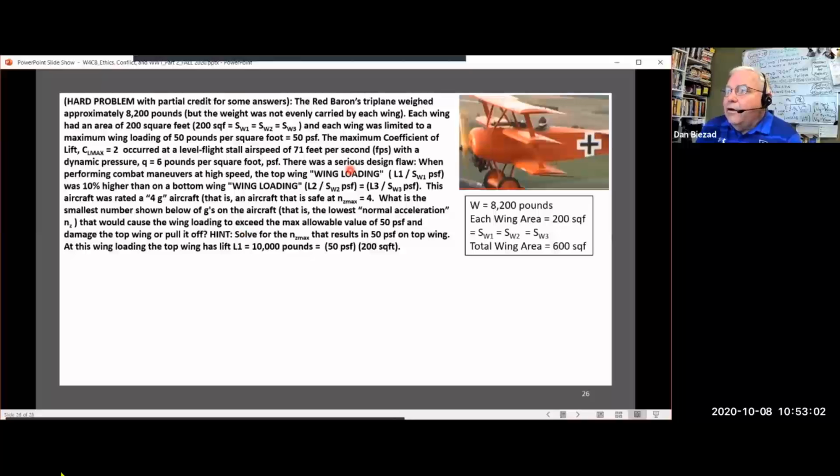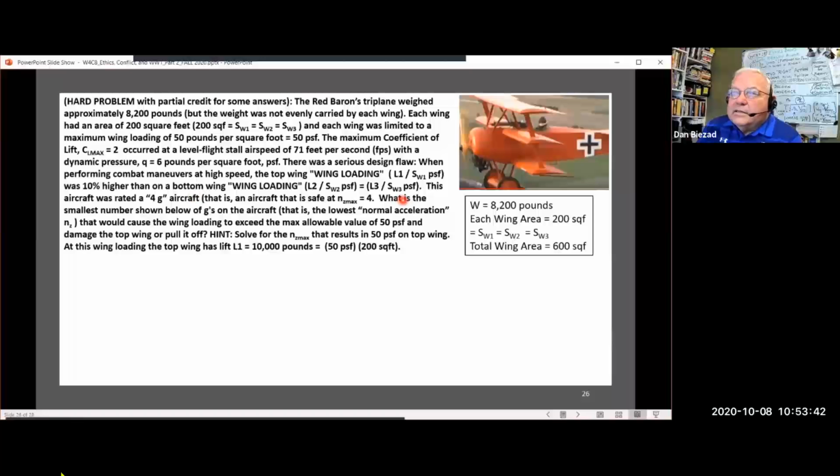So there's a serious design flaw. When he went to maneuvering speed, if he went to higher speeds, where he could pull more than 1G, the top wing load was 10% higher than on the other wings. So the top wing here was pulling more lift than these other two, right? When he pulled G's. The aircraft was rated 4 G's. That meant that the mechanics and the engineers that built this airplane told von Richthofen, you can pull 4 G's on this airplane. When you get to maneuvering speed, you pull 4 G's, but don't pull any more than 4 G's. Don't go any faster and pull more G's, or you'll pull the wings off. So it's a 4G airplane.